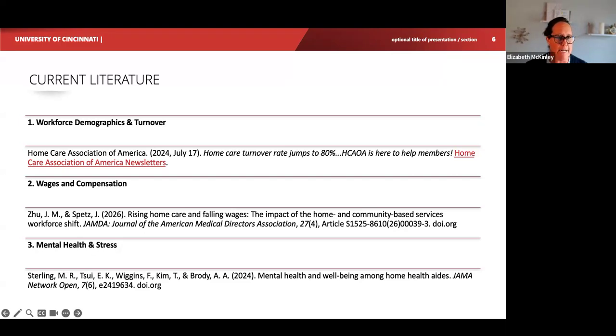The last one is related to mental health and stress. And the thing I really liked about this study, and I'm actually sad that I didn't see it for another paper that I wrote.